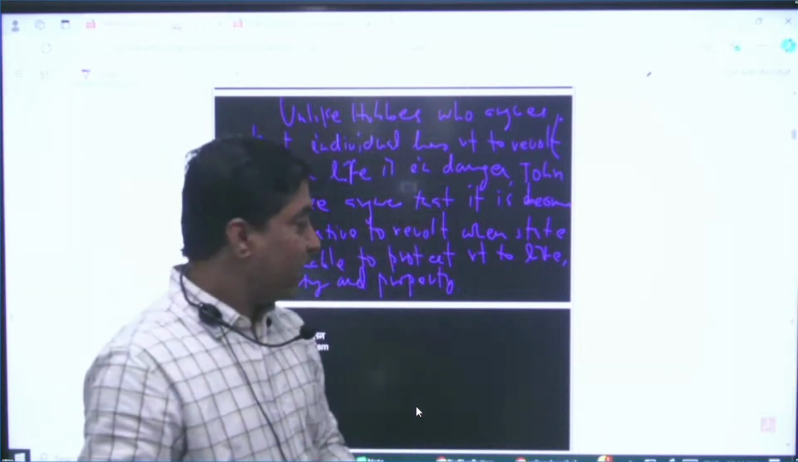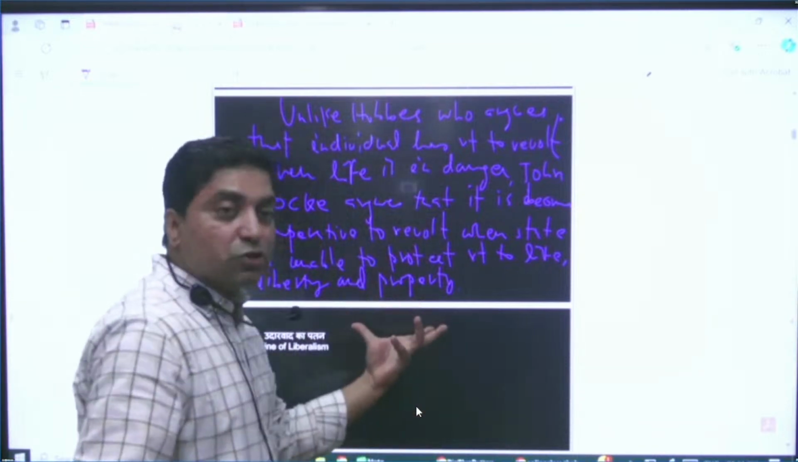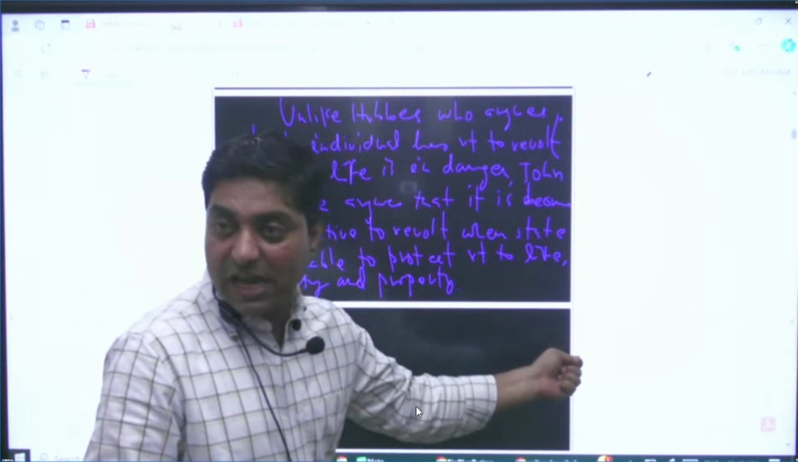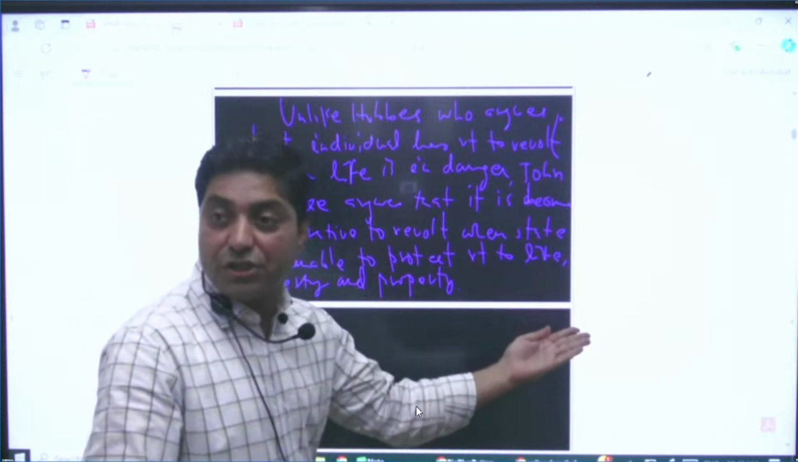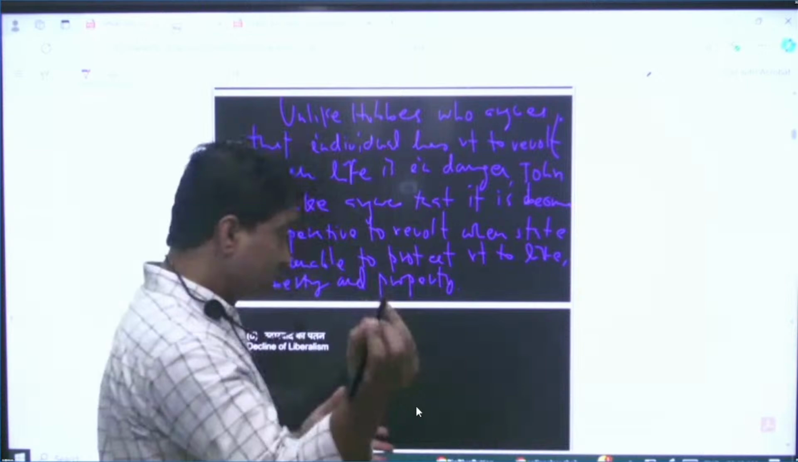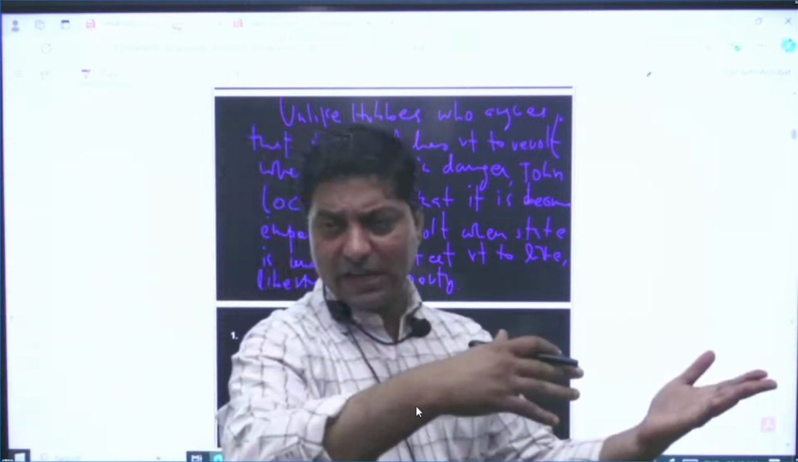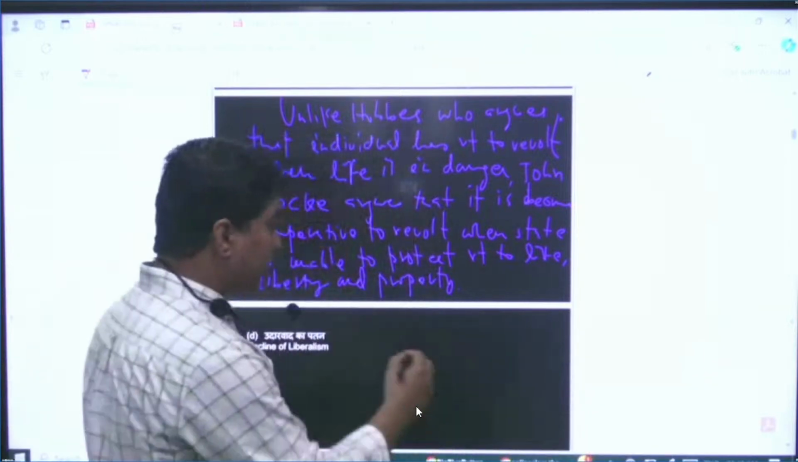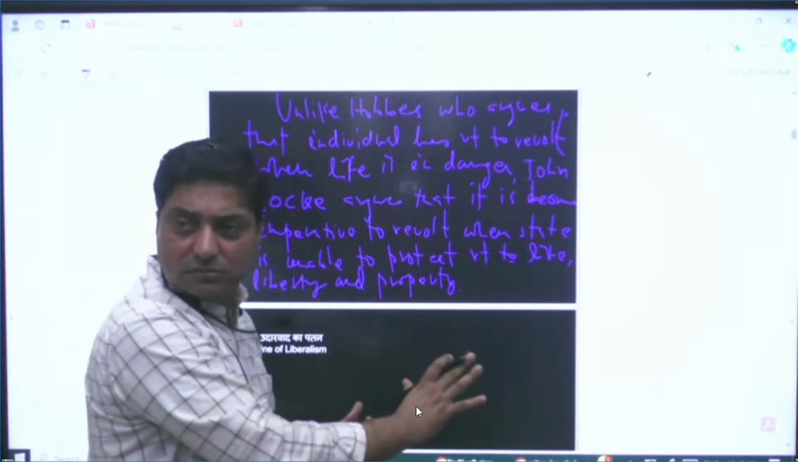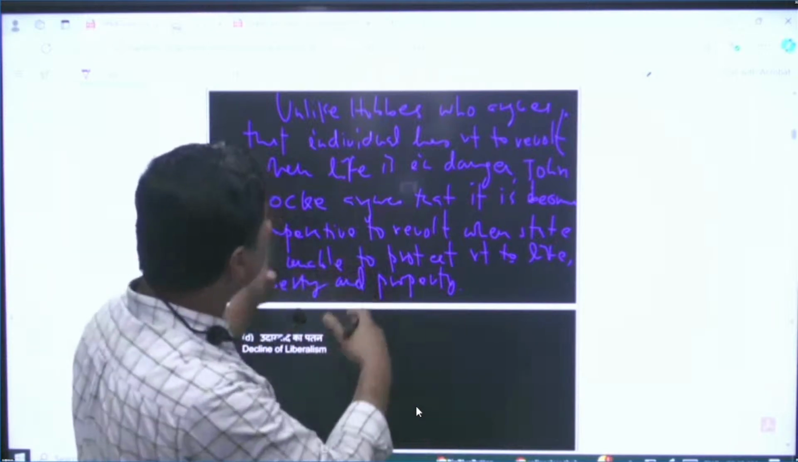He was an ardent supporter of representative democracy, and he argued that every community should be represented. So you have to write about the American Revolution and Locke, and then you have to end, because we have compared already, right?